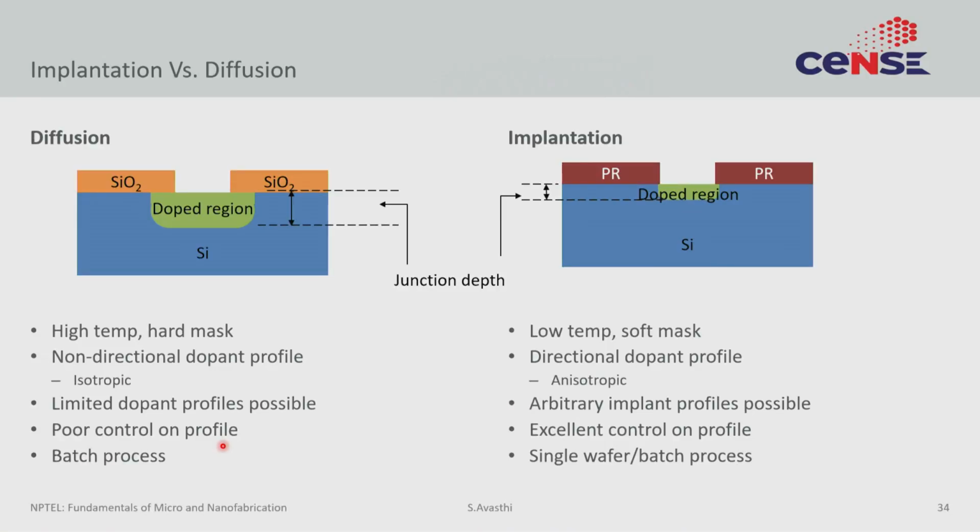So for small volume production, high quality production, highly controlled production, which is modern IC manufacturing, implantation is better. For low cost, cheap, easy, large scale doping, diffusion is better, which is what solar people do.